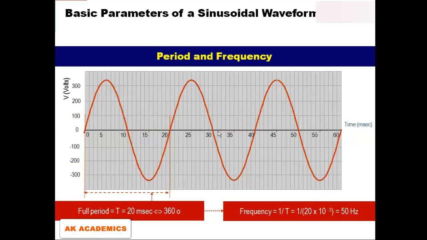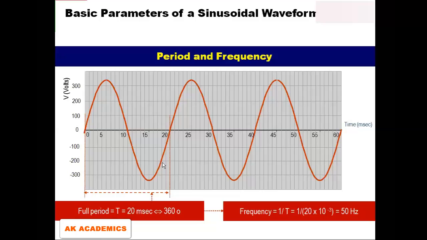So if you convert all of these times to radians or to angle, this is what you're going to have. This is 360 degrees, this is 180 degrees. Okay, half of it is 90 degrees, and this is going to be 270 degrees. And then you can always find your frequency once you know the period, because frequency is 1 over T, 1 over the period, and that's going to give us 50 hertz.